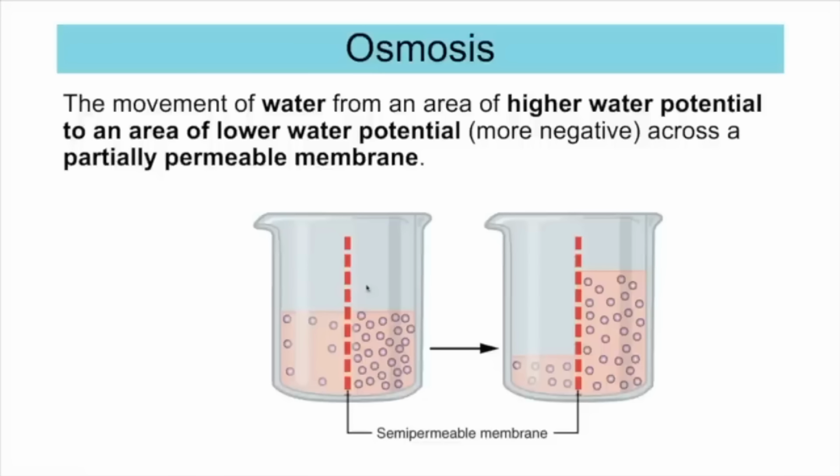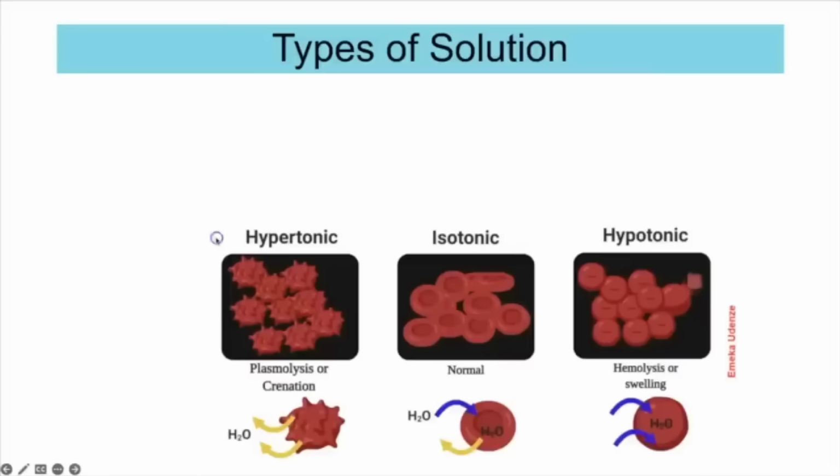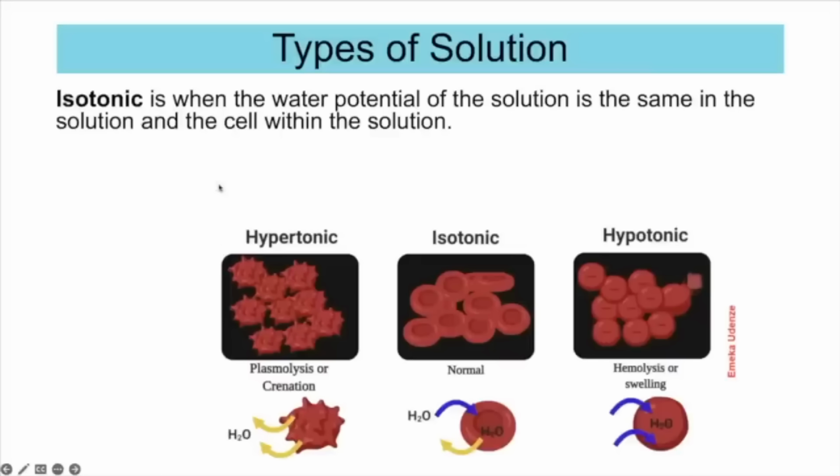Osmosis is the movement of water from an area of a higher water potential to an area of lower water potential, or more negative, and it happens across a partially permeable membrane. And the more negative a water potential, that means the more concentrated the solution. You have less water but more solutes dissolved in it. And there's different types of solutions that occur that have an impact on osmosis.